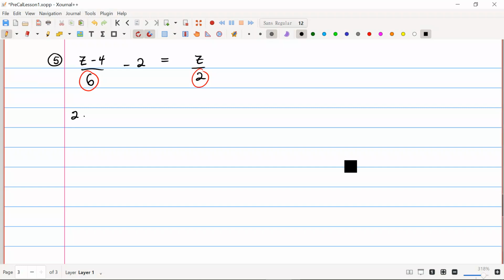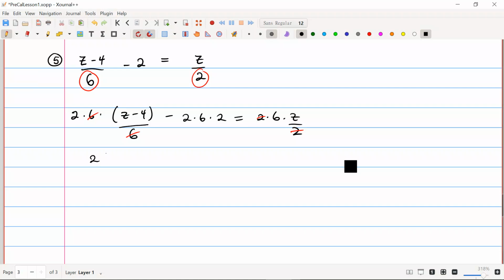I'm going to have 2 times 6 times the term z minus 4 over 6. Now I put it in parentheses because I want you to see that we are multiplying 2 times 6 by the whole term. Then minus 2 times 6 times 2 equals 2 times 6 times z over 2, right? And then the next thing you do is to cancel some things. All the time this works. The denominator values will always cancel certain things.